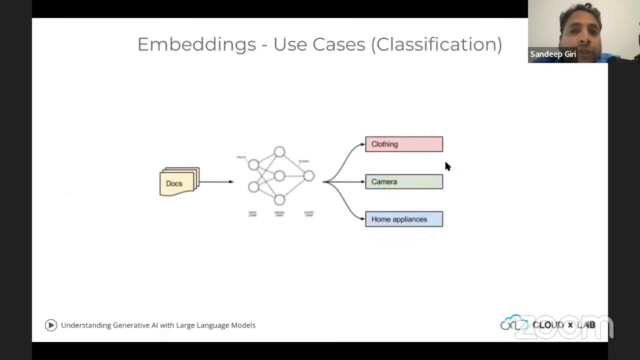Similarly, we can use embeddings to classify documents into various buckets. Imagine that we have the embeddings of documents. All the documents we have converted into embeddings. And then we train a model which translates an embedding into whether it is related to clothing, camera, or house appliances.